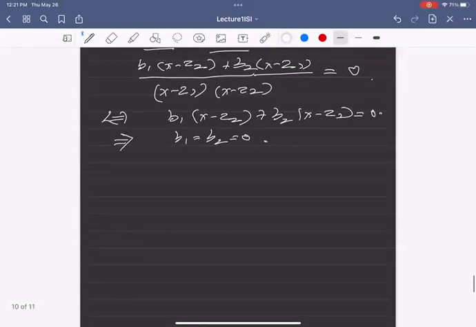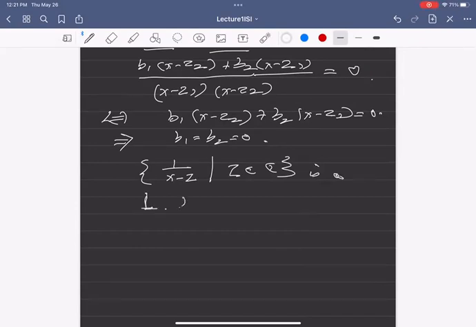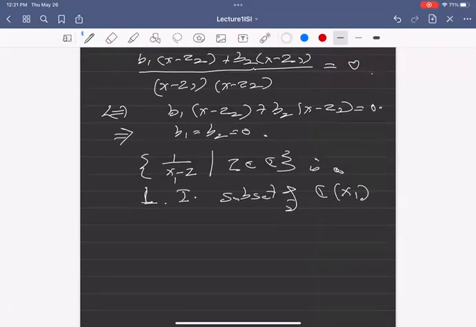So this collection of rational functions is a linearly independent subset of C(x1). But C(x1) is a subfield of R mod M, and we saw that R mod M has countable dimension. This dimension is countable.